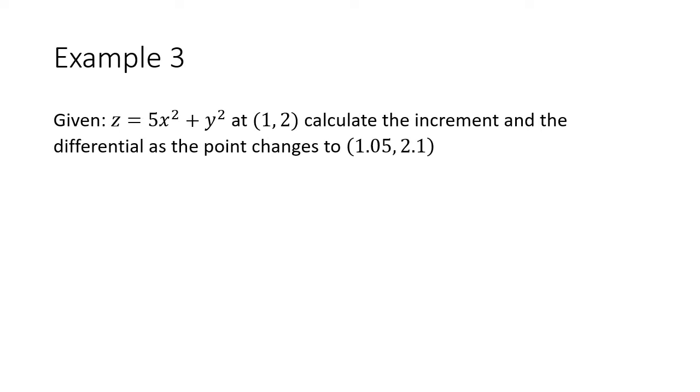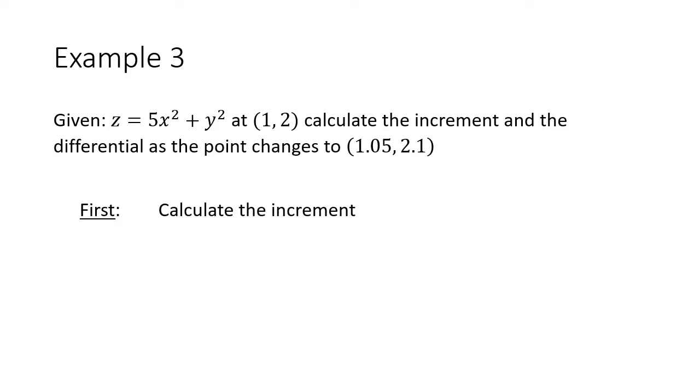So given a new function, in this case, let's give our function as z equals 5x squared plus y squared, and my ordered pair is (1, 2). I want to calculate what's the increment and what's the difference in my function z as I move from the point (1, 2) to the point (1.05, 2.1). All right, so we'll calculate the increment first.